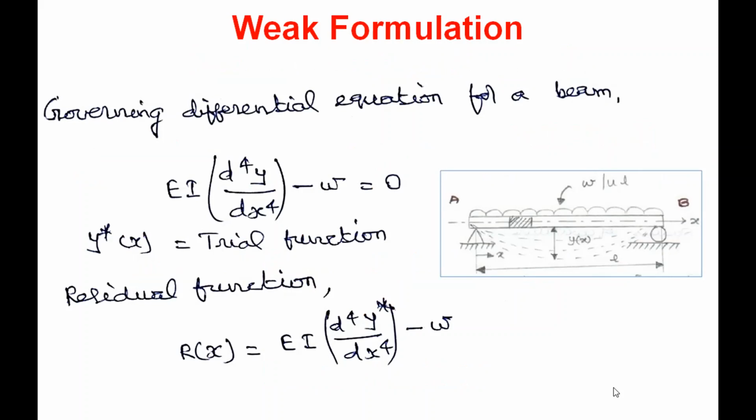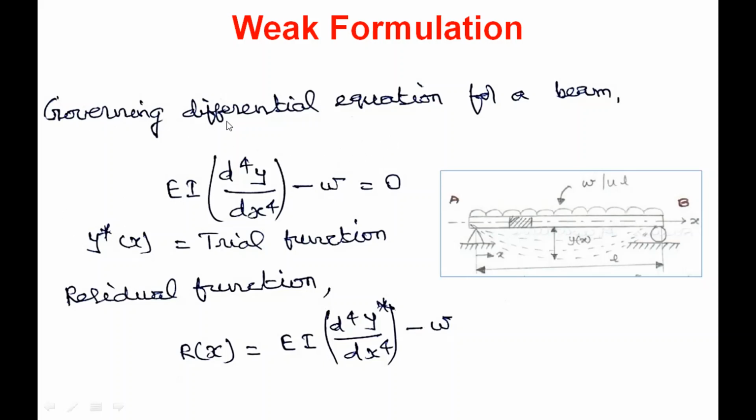In the last part, we derived the governing differential equation for a beam. The governing differential equation is a fourth order homogeneous differential equation: EI d⁴y/dx⁴ minus w is equal to 0, where E is Young's modulus, I is the moment of inertia of the cross section, y is the transverse deflection, and w is the load intensity of the uniformly distributed load. First, we are going to convert this governing differential equation to its weak form.